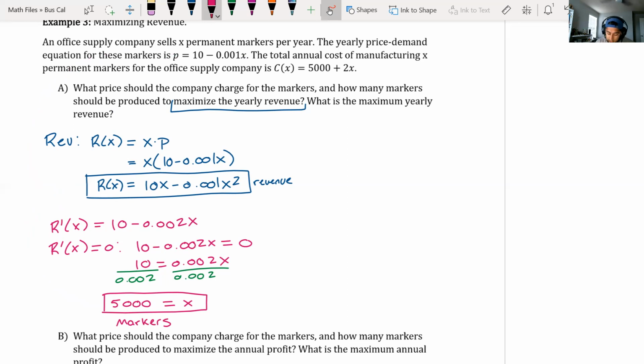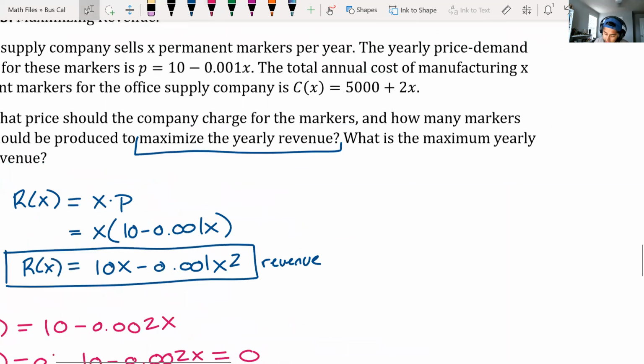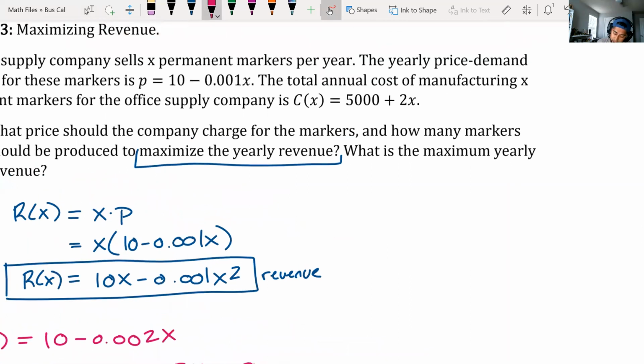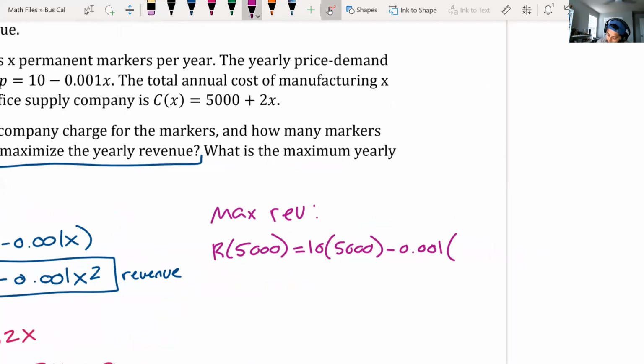All right, so let me zoom in a bit. 5,000 is the number. Revenue function's there. All right, and I'll call this max revenue, which means we're going to say R of 5,000, and we'll get 10 times 5,000 minus 0.001 times 5,000 squared.